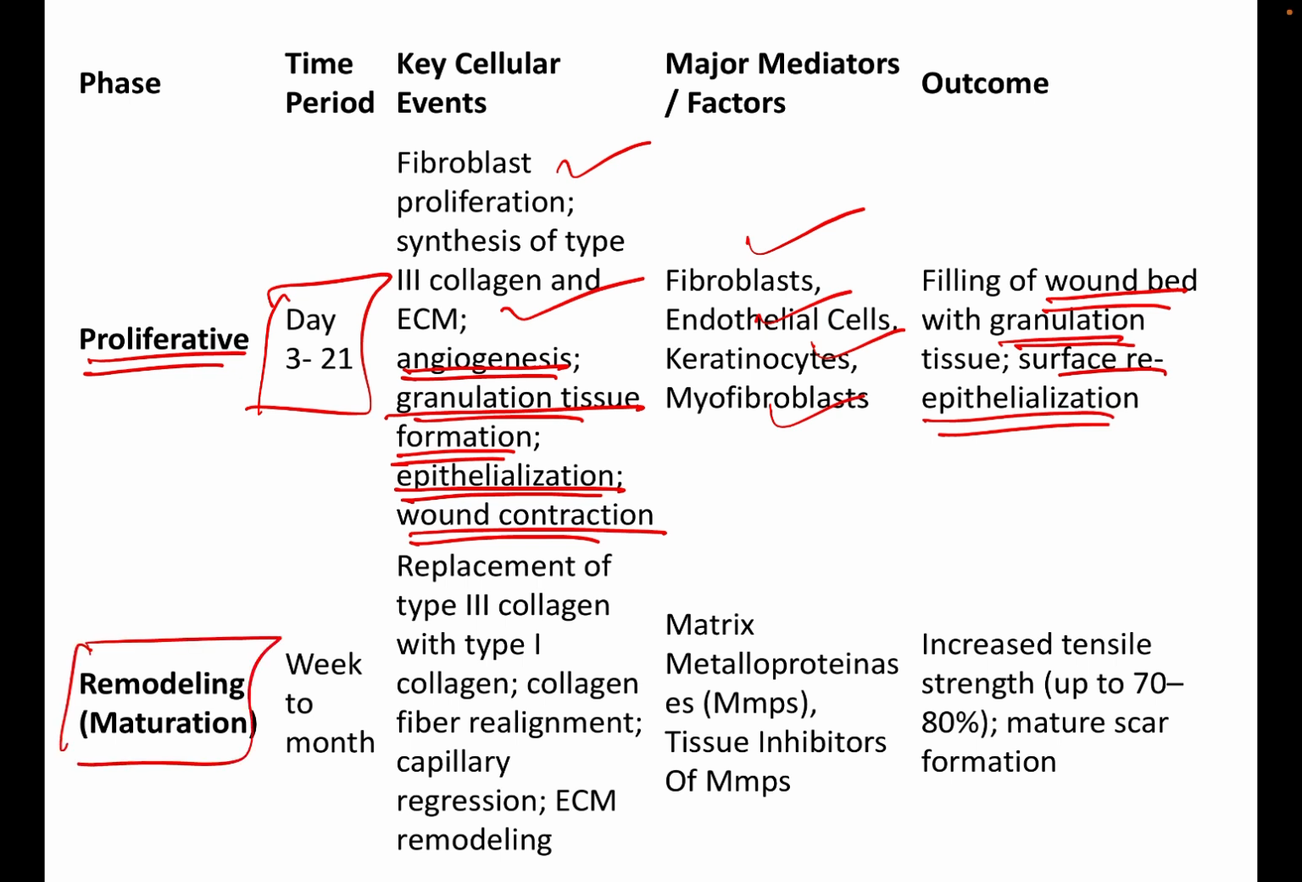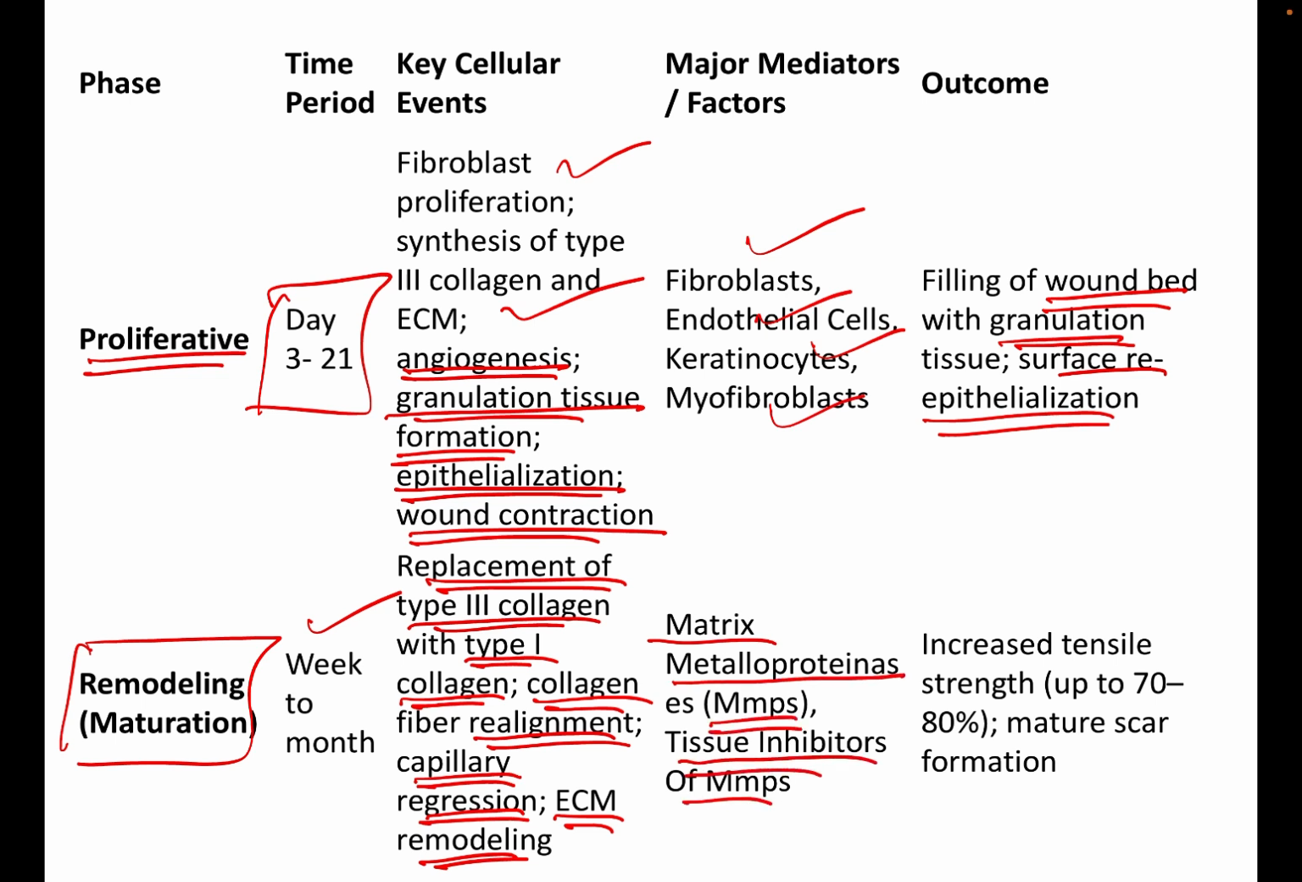In the remodeling phase, which usually takes weeks to months, there will be replacement of type 3 collagen with type 1 collagen, fiber realignment, capillary regression and ECM remodeling. Here the matrix metalloproteinases, that is the MMPs, and the tissue inhibitors of MMPs play a key role. Here the result is increased tensile strength up to 70 to 80% and mature scar formation.